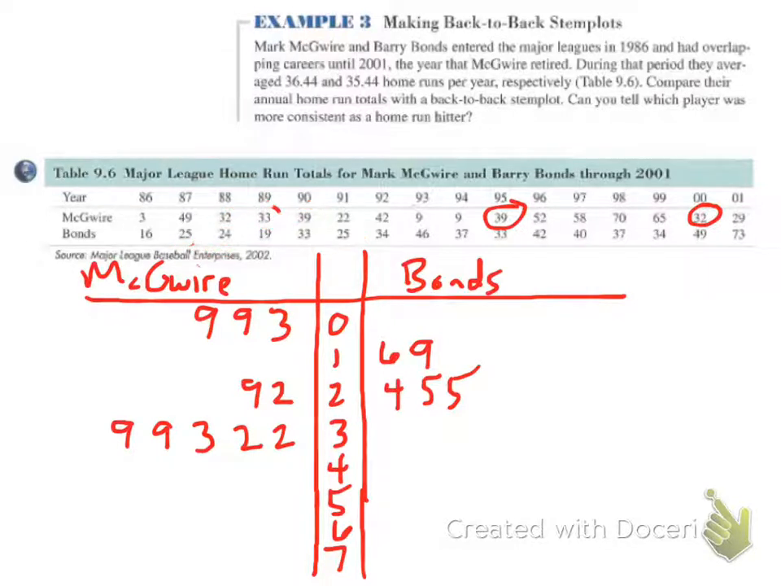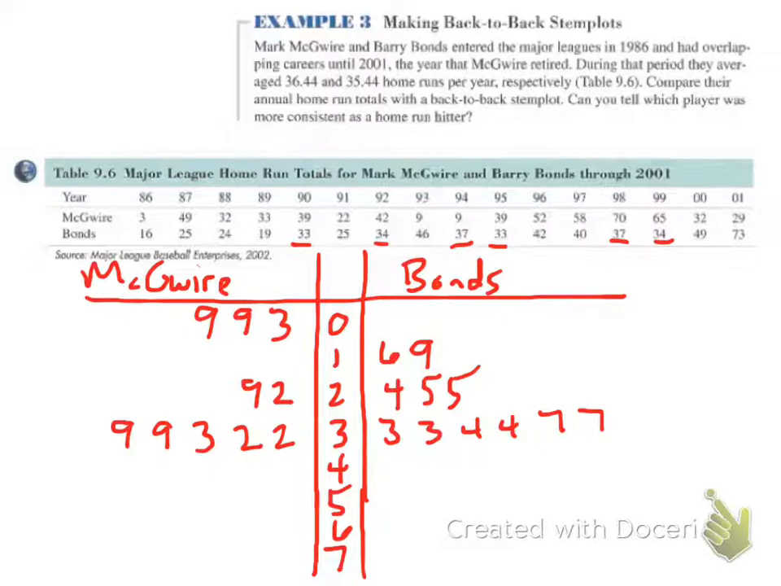Bonds is going to have a bunch of 30 home run seasons. So let's see, 33, 34, 37, 33, 37, 34. So let's see, 3 is the smallest, that shows up twice. 34 shows up twice. And 37 shows up twice.